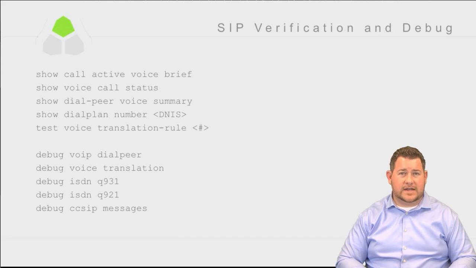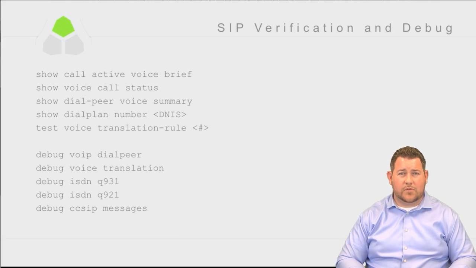Of course, that's going to test the translation rules you have configured in IOS, provided that you give an input number that would match one of those rules. We have debug voip dialpeer because, once again, there's just IOS dial peers we're using here. Nothing strange, nothing crazy. Debug voice translation. This is to see whether translation rules are actually getting applied and how they are being applied, in fact.